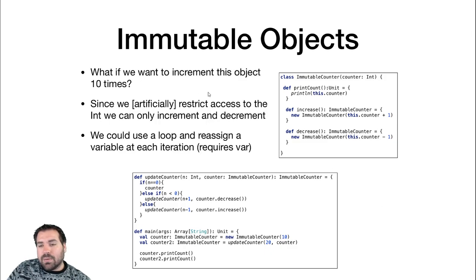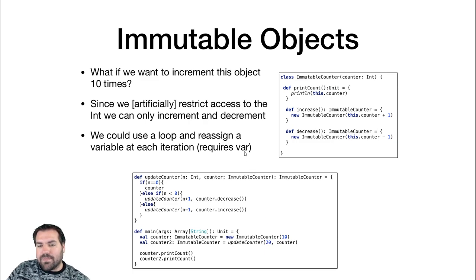So what if we want to increment or decrement 10 times? We would normally just throw this in a loop that iterates 10 or 20 times, however many we want, and then continually, say var counter of type immutable counter equals new counter. And if we want to increment it 20 times, we would have a loop that iterates 20 times, and then say counter equals counter dot increase. That's how we would do it with a loop.